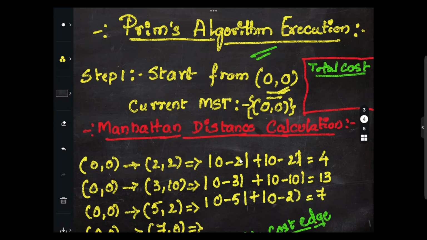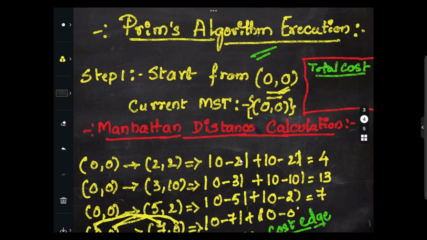This will be 0 minus 7, xi minus xj, yi minus yj. So 0 minus 7 plus 0 minus 0.